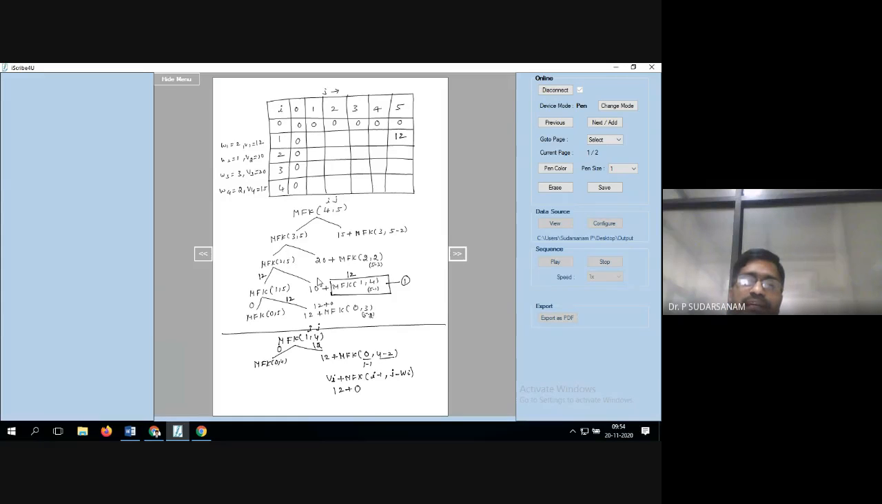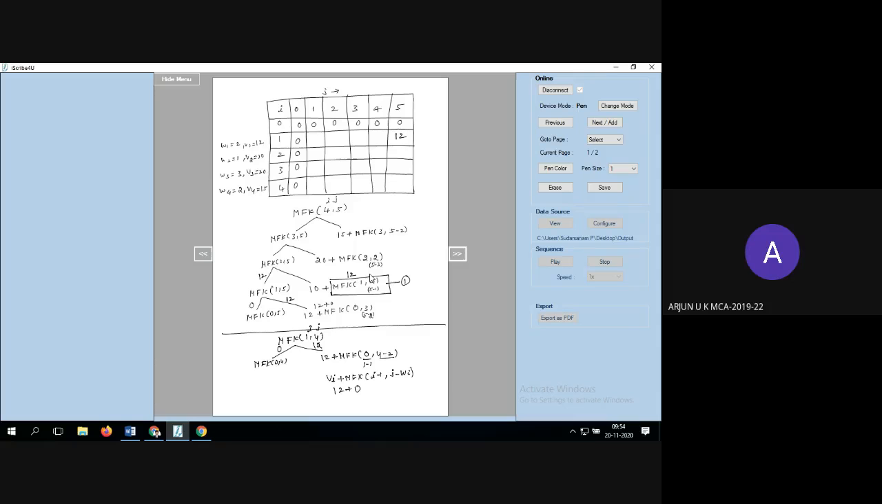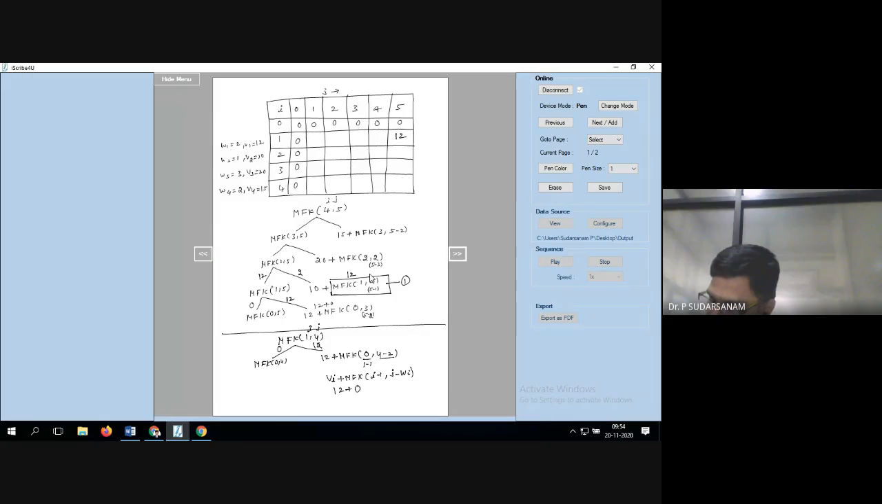So now what will happen? 10 plus 12 how much? 22. Write it here, 22. Okay, we can fill the table parallelly, no problem. So 1 comma 5 we have entered, 12. Now 2 comma 5 is 22. 2 comma 5 is 22. Write it here. Up to here any doubts, please let me know.